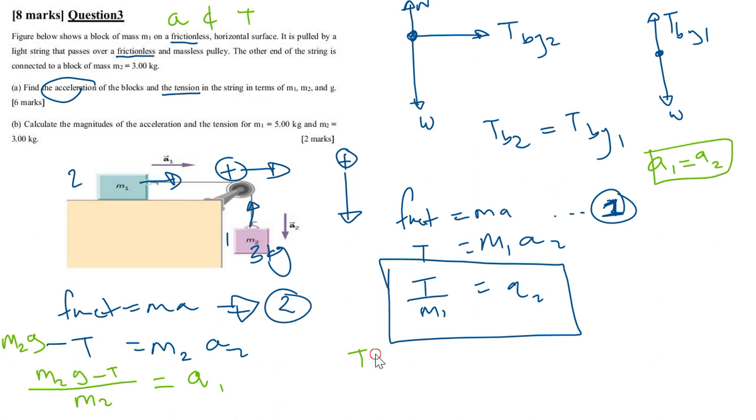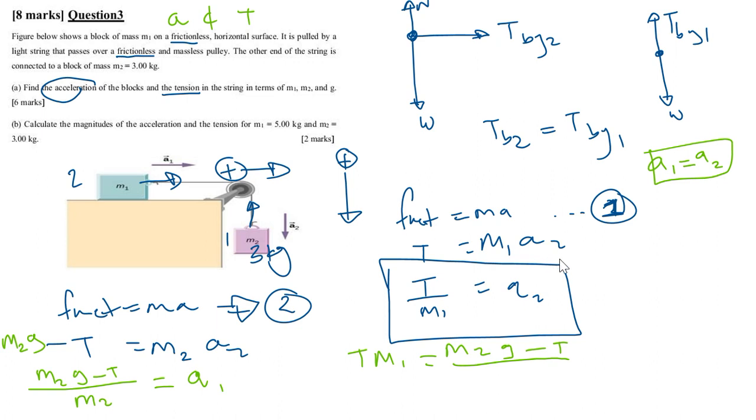Okay, I made a mistake. T over m1 is equal to this one. Remember, we said acceleration is the same: m2 g minus T all over m2. Yeah, but there is no point in a case like this. They just wanted us to represent acceleration in terms of blocks A.